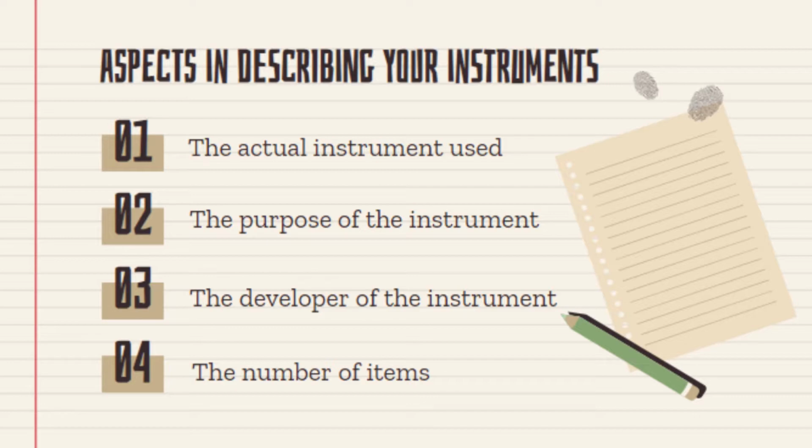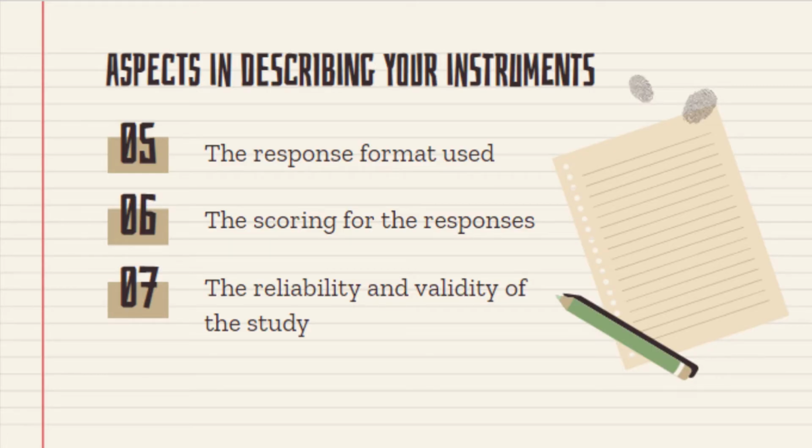Now, what are the several aspects that we have to consider in describing our research instruments? First, the actual instrument used. Second, the purpose of the instrument. Third, the developer of the instrument. It may be an institution or other researchers. Fourth, the number of items or sections in the instrument. Fifth, the response format used. It might be multiple choice or yes or no. Sixth is the scoring of the responses. And seventh, the reliability and validity of the study.